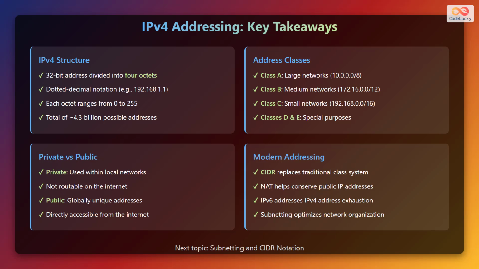Thirdly, private versus public addresses. Private addresses are used within local networks and are not routable on the Internet. Public addresses are globally unique addresses and are directly accessible from the Internet.